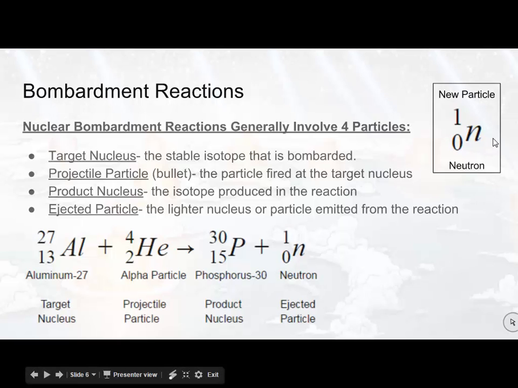So that's a new particle we're going to be using. The neutron symbol is 1/0 n. The 1 telling us it has a mass number of 1, so 1 neutron. And it has no atomic number because it's just a neutron, so 0.